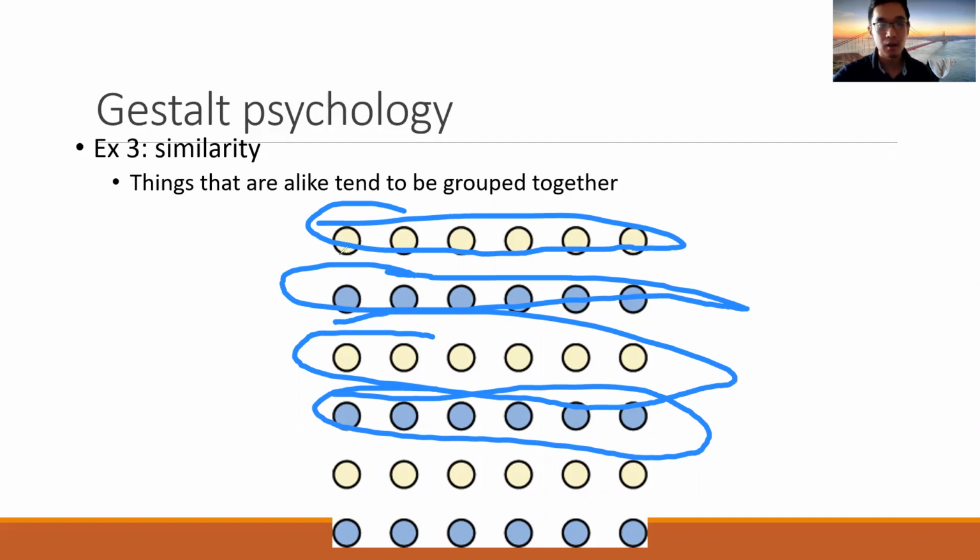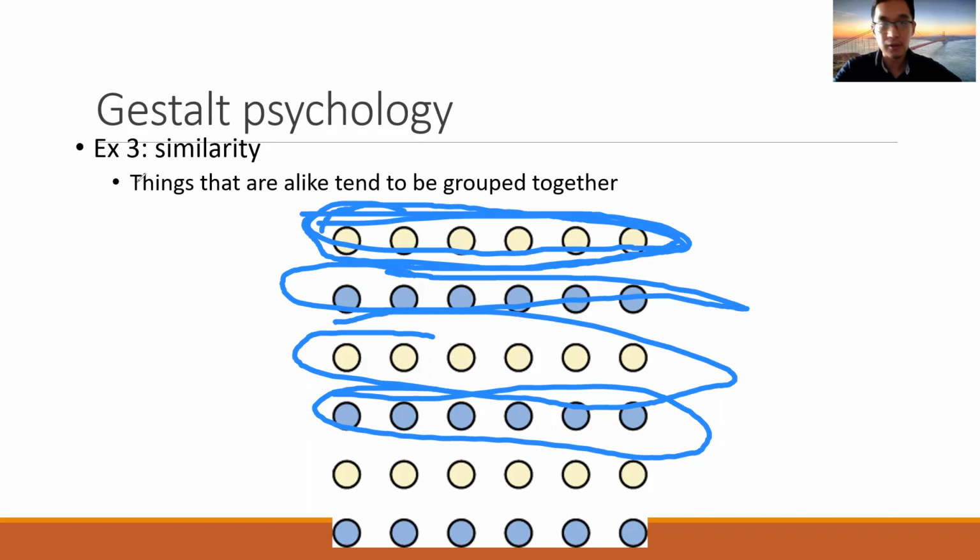Why is that? Because the first row of dots are yellow. They are different from the dots on the second row, because on the second row these are blue dots. On the third row, they're yellow again. It seems like each row of the dots is one group. So that shows how similarity works. So things that look alike tend to be perceived as one group.